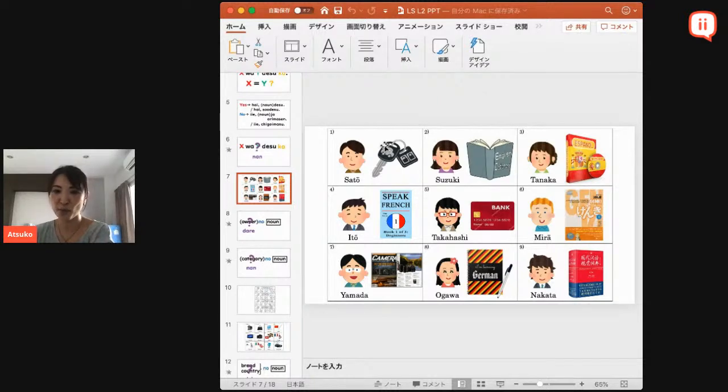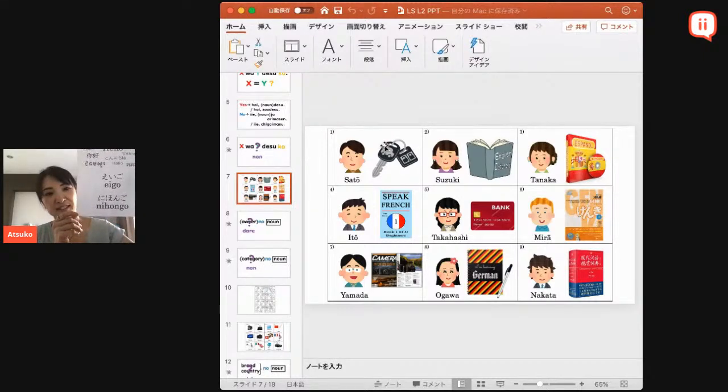The next, number four, French. French book, French book. Can you make a sentence? これはフランス語の本です。Number five, bank, bank. Bank is 銀行 in Japanese. 銀行。これは銀行のカードです。Next, number six, this is Japanese book.